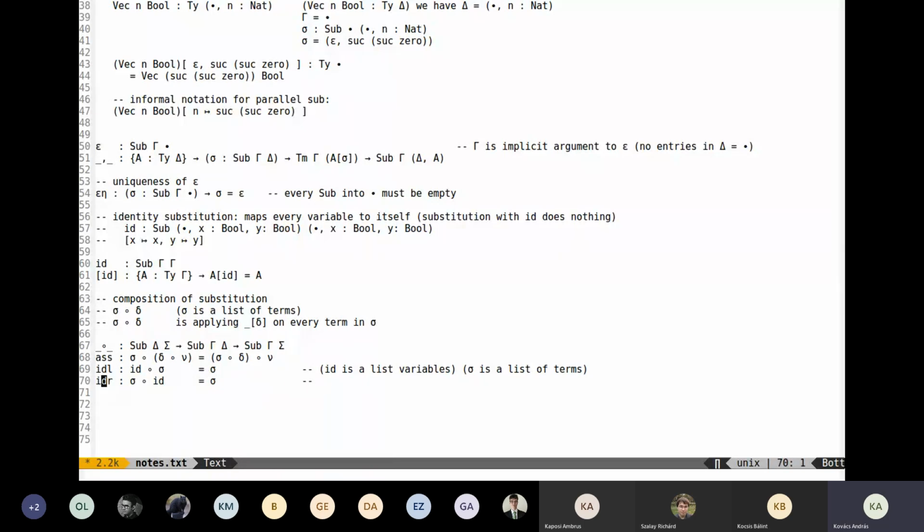So what happens here? Here sigma is a list of terms, and we want to perform the identity substitution on every term, but the identity substitution does nothing. So again, if we perform nothing on every term in sigma, then nothing happens, so we still get sigma. So this is an intuition for why these rules should be true. But here we are just saying that these rules should be true in any model. So these rules will be true in the syntax, but they will also be true in any model of type theory.